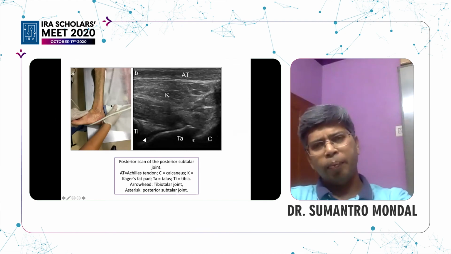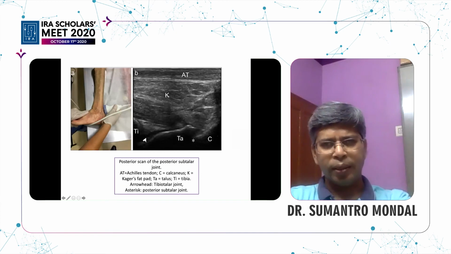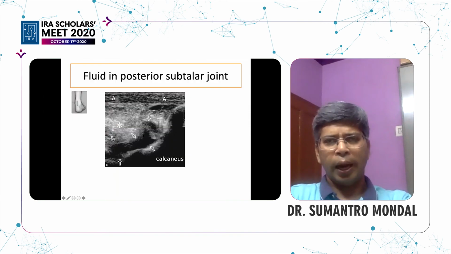Now, when you look at the posterior subtalar joint, the talocalcaneal joint, you can approach from the posterior aspect, and this is the joint here by the arrowhead. If you get effusion here, we can inject here. In a picture like this with effusion, unless you inject into the joint, you will not get much relief. So that is very important.